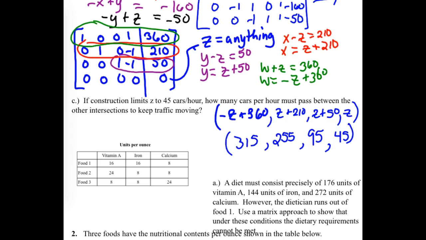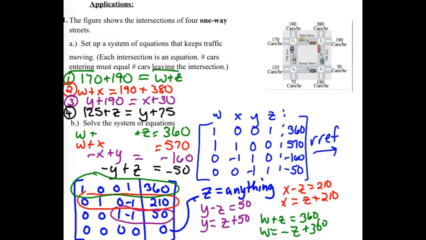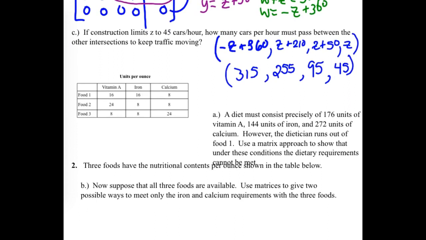So going back to our map, if we have W being 315, W is right here. That means there's 315 cars moving between intersections 1 and 2. We said X was 255, so this value would be 255. Y was 95, so we have 95 cars moving between intersections 3 and 4, and Z was 45. All right, so that's just one possible solution based on Z being 45, but we could alter that if the construction gets cleared up.